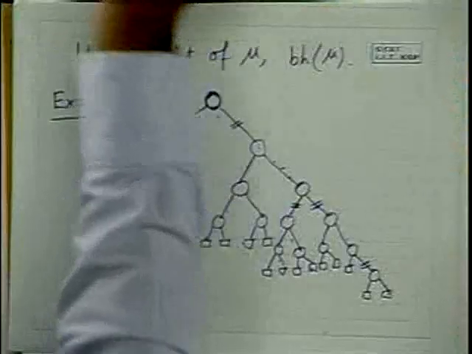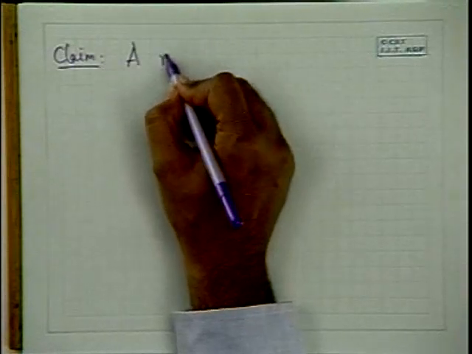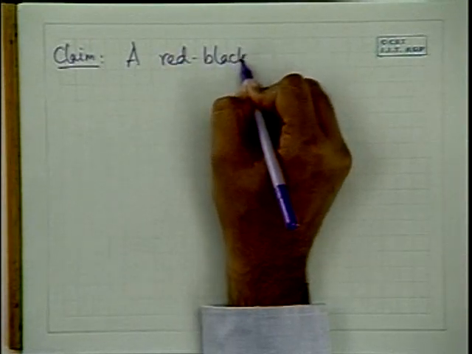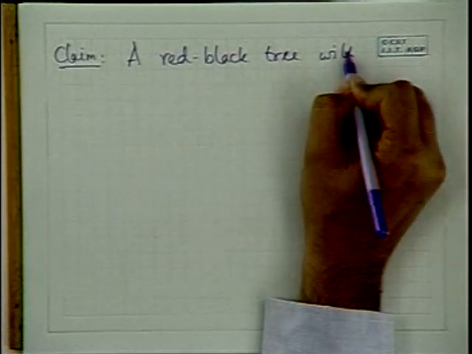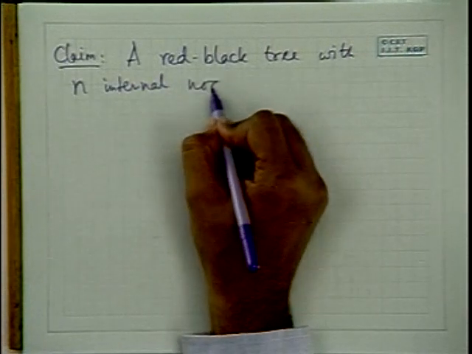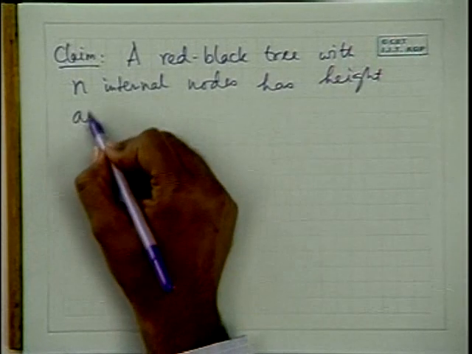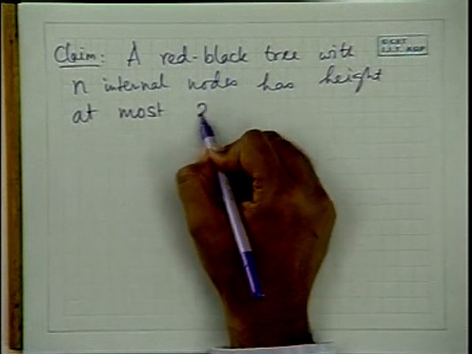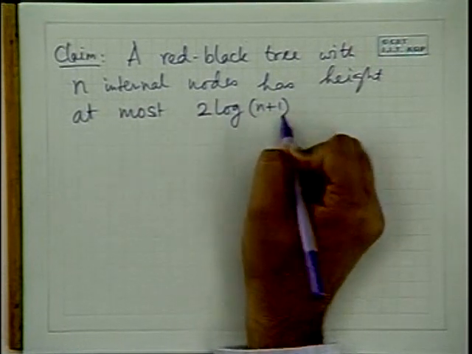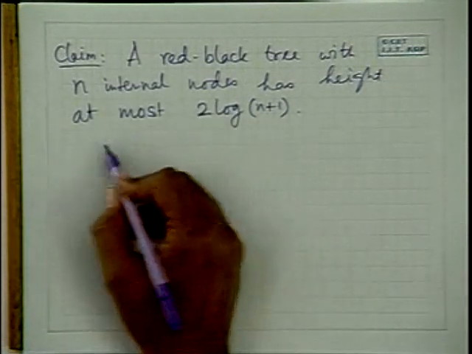Let's see how to prove this claim that this tree has height log n. So my claim is: a red black tree with n internal nodes has height at most 2 times log(n plus 1). I could have said order of log n, but let us be a little bit precise.